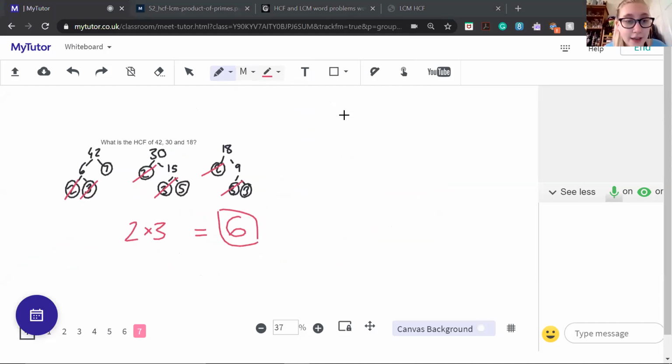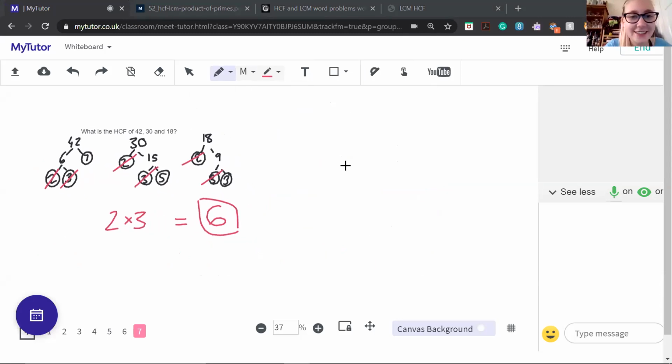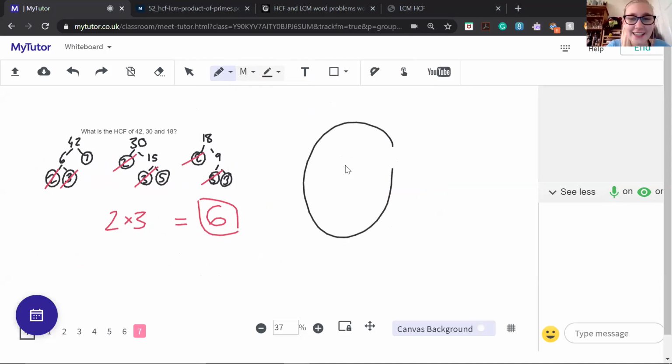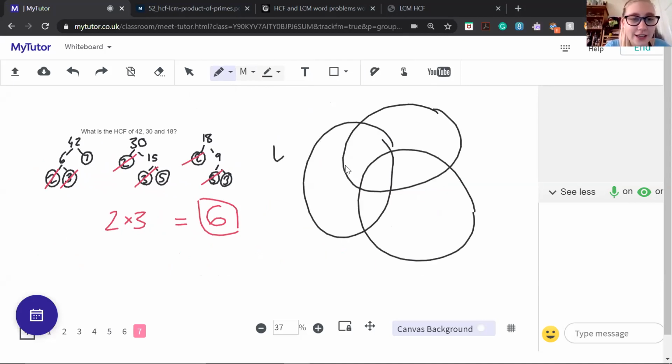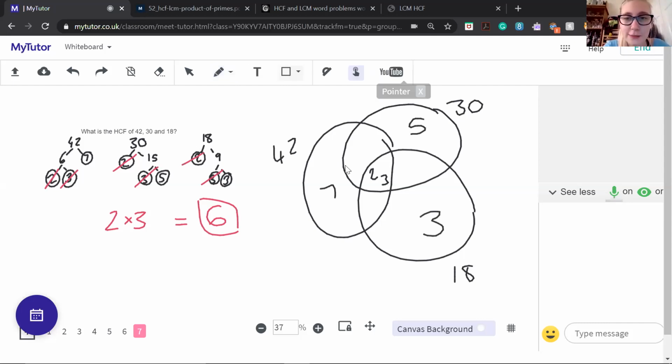If you want to see that with a Venn diagram, somebody did. Beautiful drawing. So let's have 42, 30, and 18. All of them have a 2 and a 3. Then 42 has a 7, 30 has a 5, and 18 has a 3. Unfortunately, there's none in these bits, but even if there were, you wouldn't count them. Highest common factor, we only think about the middle intersection.